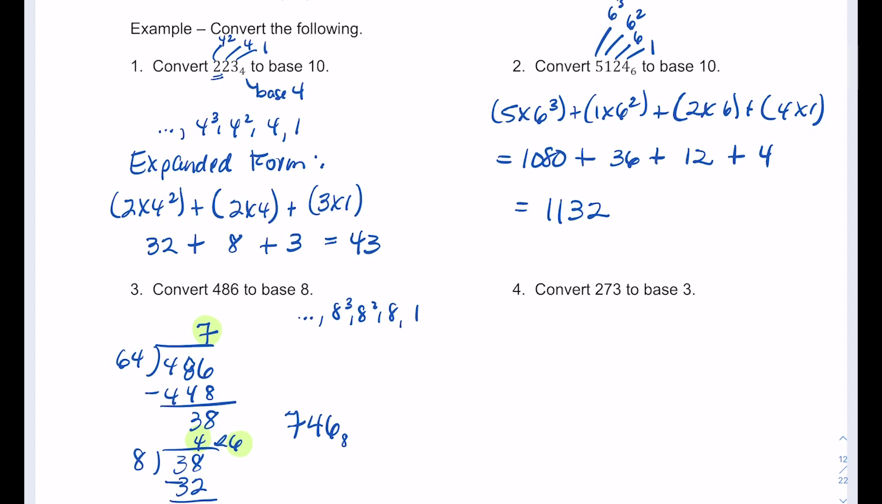And you can work backwards and check it. If I wanted to check this, I would do 7 times 8 squared, 4 times 8, and 6 times 1, and add it up, and it should give you 486.